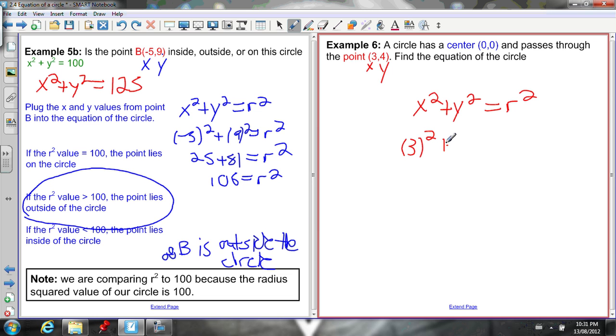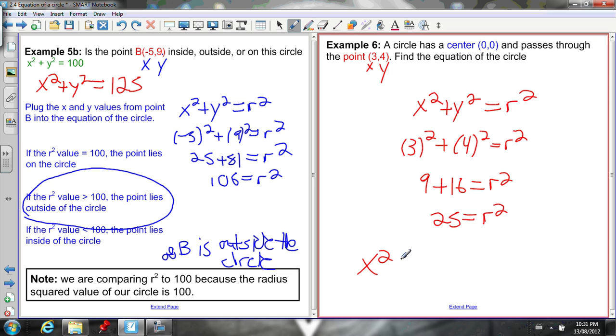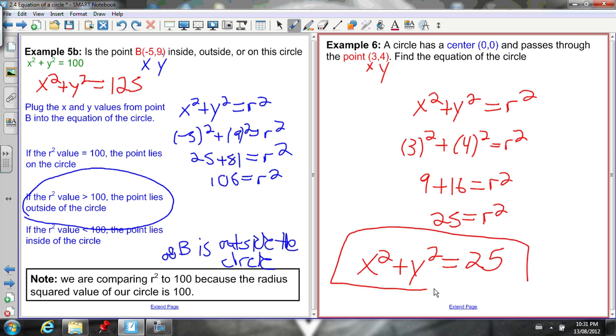3 squared plus y squared. Oh, and I know y is 4. Plus 4 squared equals r squared. I get 9 plus 16 equals r squared. 25 is my r squared value. Okay? I know when I write the final equation of a circle, I don't plug in for x and y. I only plug in for my r squared. I know r squared is 25. So the final equation of that circle is x squared plus y squared equals 25.